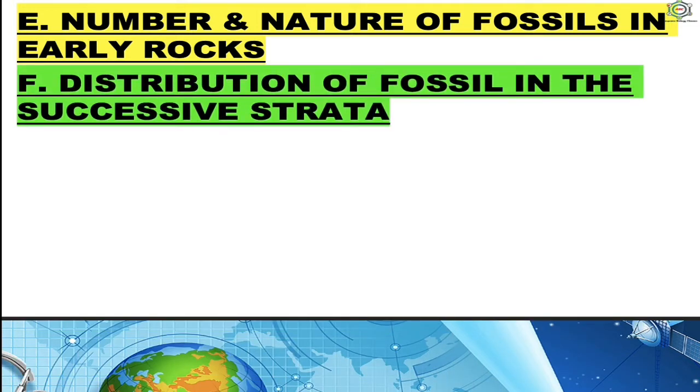Next is distribution of fossils in the successive strata. The distribution of fossils in the rocks of different ages fully agrees with the concept of evolution. A geological succession is noted: in passing from the earliest to the recent rocks, the fossils not only became more numerous but also progressed from simple to more complex types.